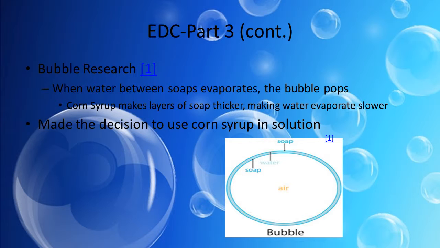Having a rough outline of the logistics of the layout and electronics in the machine, we set our sights to the solution. We researched how to make better bubbles. The physics of bubbles are like the picture below. A bubble is 3 layers, a water layer sandwiched by 2 layers of soap. A bubble pops when this water between the soaps evaporates. What we found is that glycerin and corn syrup makes this layer of soap thicker, making the water evaporate slower. Corn syrup makes stronger bubbles, so we decided to add it to the solution that we had already involved dish soap and water.